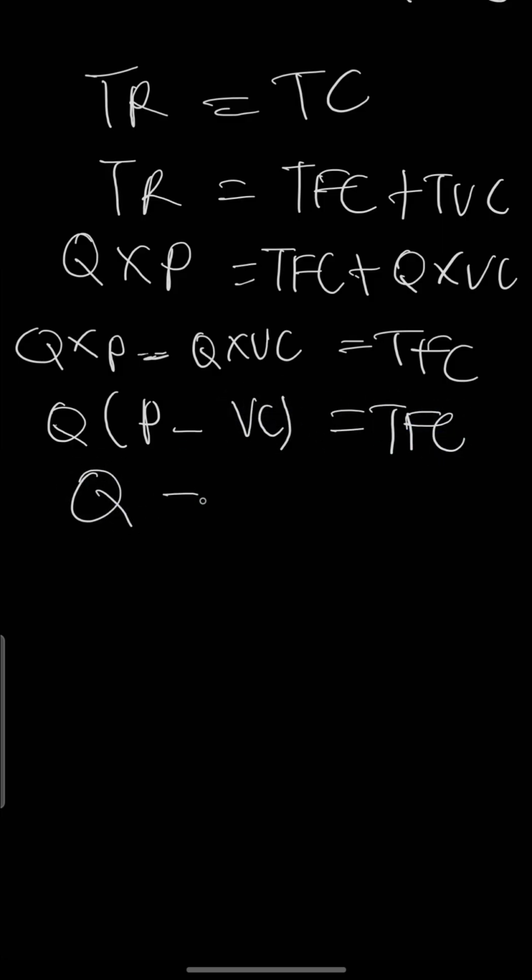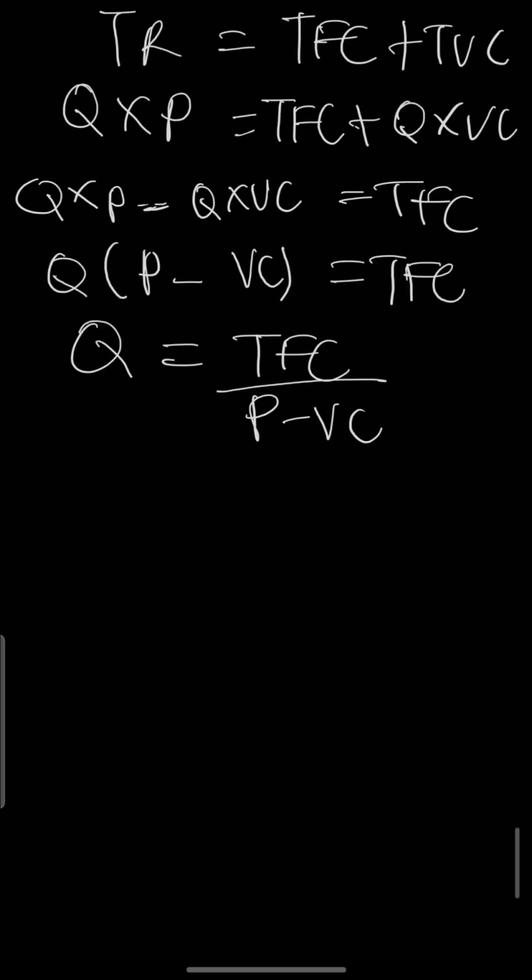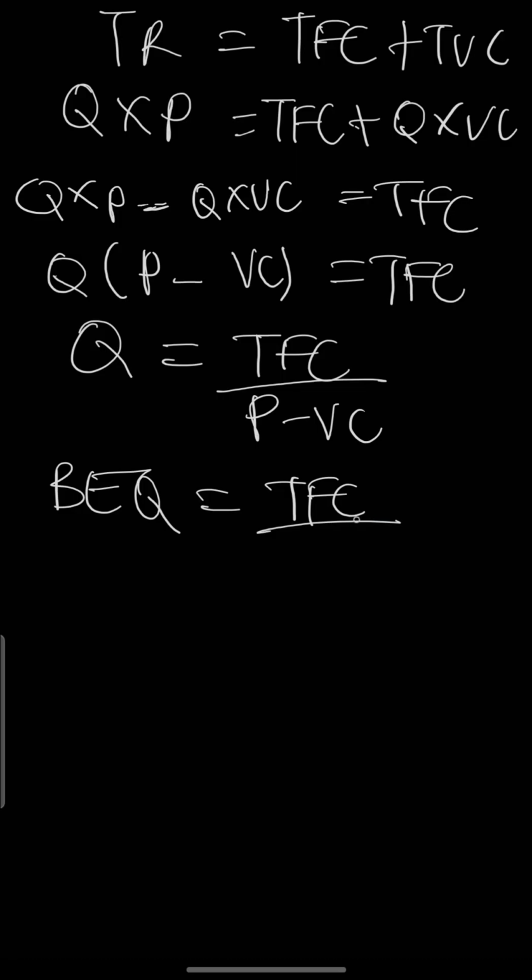Therefore, our break-even quantity, Q, will be total fixed costs divided by P minus VC. Yeah, our quantity that is equal to that, which is our break-even quantity. TFC, total fixed cost, divided by price minus variable cost.